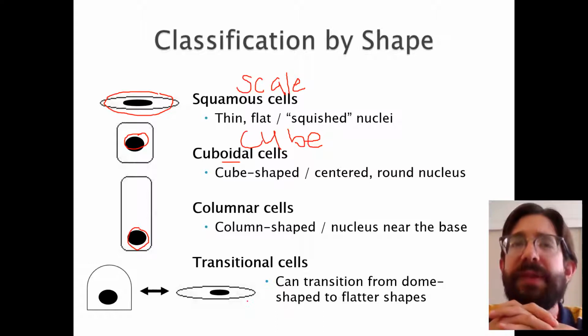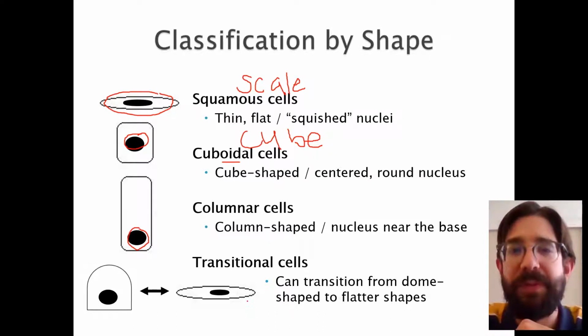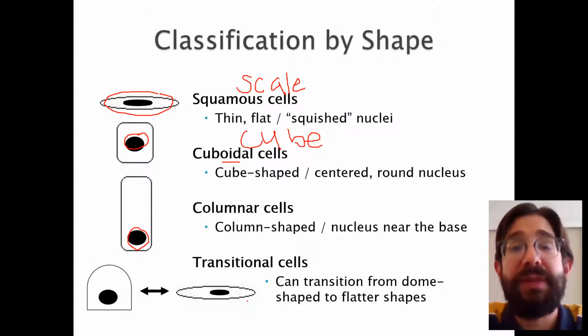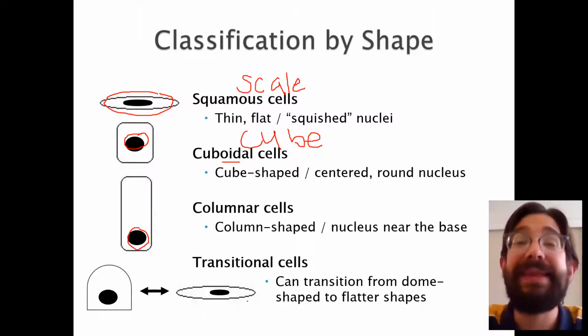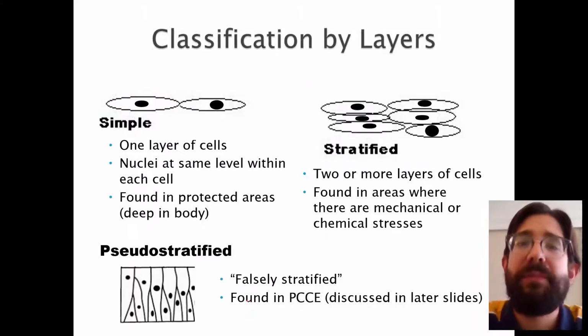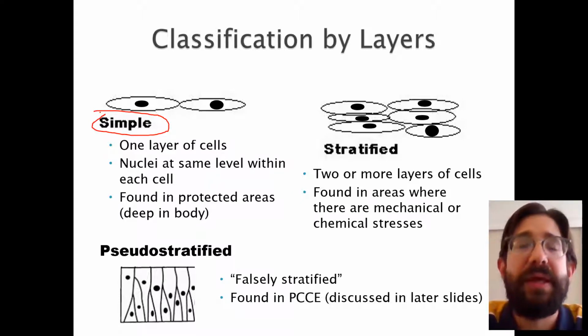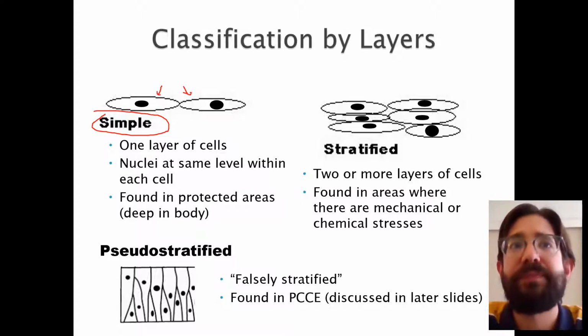So these are some of the cells in epithelial tissue. But to create epithelial tissue, these cells may or may not be stacked, because you can also classify epithelial tissue by layers. If you don't stack these cells, you would have what we call a simple epithelial layer. It would just be one layer of cells. Like here, I can see several squamous cells. The nuclei are all at the same level.